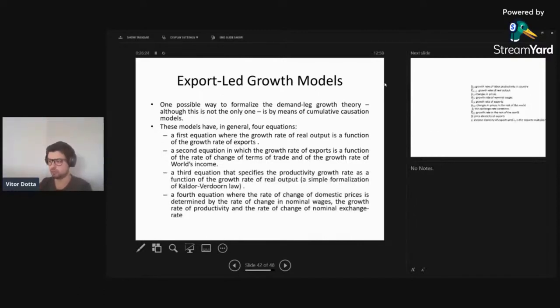The first equation is where the growth rate of output is a function of the growth rate of exports. The second equation is where the growth rate of exports is a function of the rate of change in terms of trade and the growth rate of the world's economy. Third is the equation that specifies the productivity growth rate as a function of the growth rate of real output. And the fourth equation is where the change in domestic prices is determined by the rate of change in nominal wages, the growth rate of productivity, and the growth rate of the nominal exchange rate.